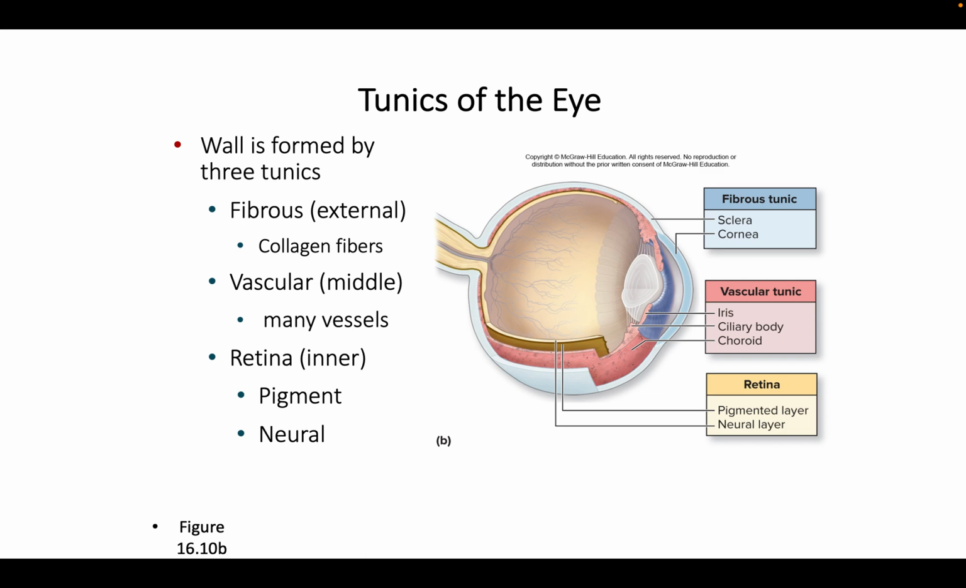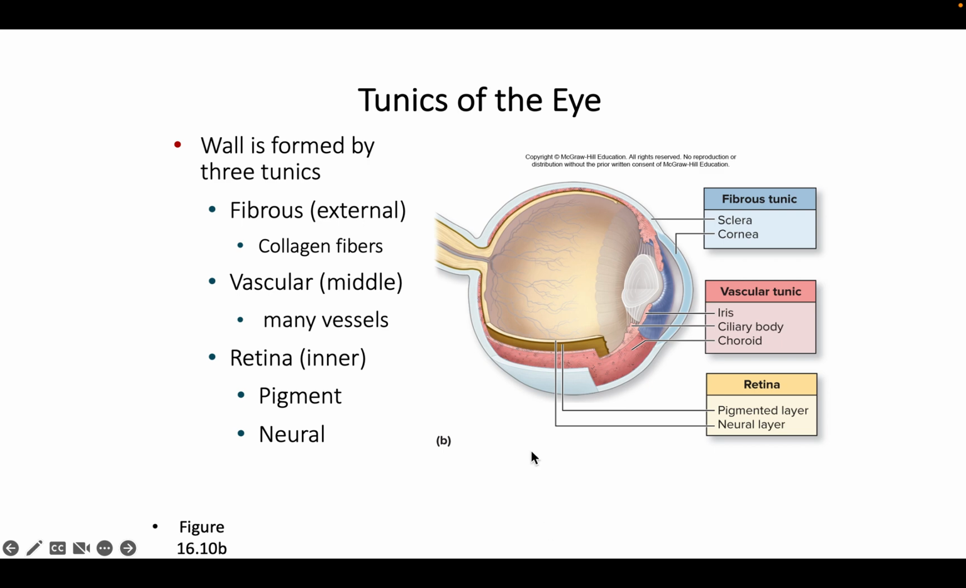For each of these, there will be subcomponents or substructures that we will discuss. For the fibrous, we'll talk about the sclera and the cornea. For our vascular layer, we'll talk about the choroid plexus, or not the choroid plexus, I'm sorry. We'll talk about the choroid, the ciliary body, and the iris. And then for our retina, we have what's called a neural layer, and we have a pigmented layer. We'll talk about all of these in a little bit more detail.